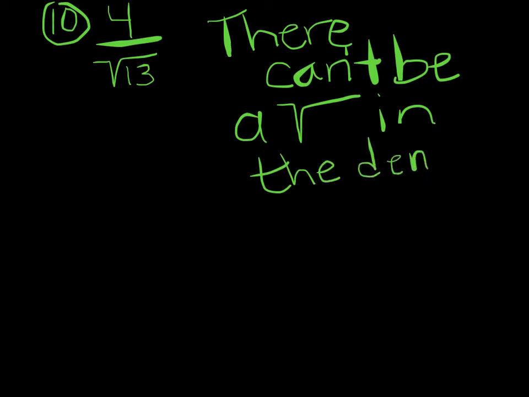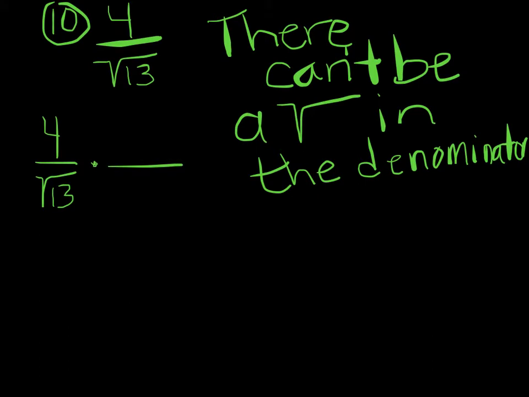So we're going to have to get rid of that radical somehow. And the way to do that is, if I could multiply that expression by 1, it would be the same expression. I'm going to rewrite it here. 4 divided by the square root of 13. And the way I could multiply that by 1 and get rid of the radical is multiply it by the square root of 13 over the square root of 13.